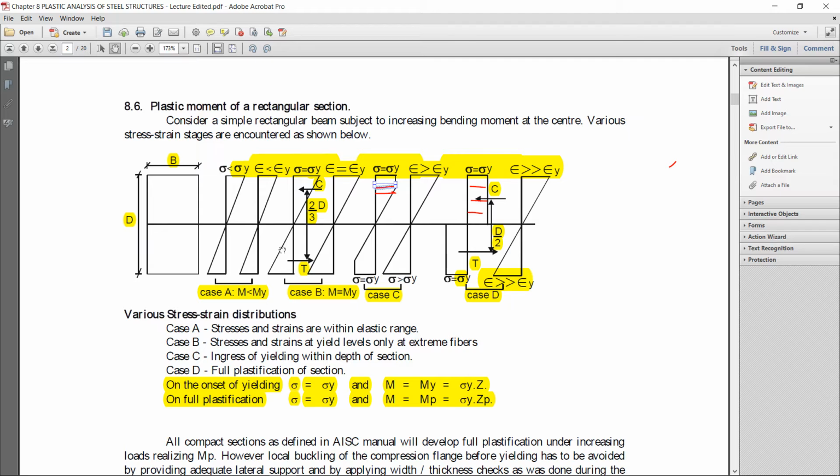In case B, when the extreme fiber stress just reaches yield, the formula is M equal to My, equal to sigma y Z, where Z is the elastic section modulus, when it just reaches the extreme fiber. In the second case, on full plastification, when the plastic hinge forms throughout the section, sigma is equal to sigma y and M will be Mp, because the whole section is plastic. That is for case 4. Sigma will be sigma y and the section modulus will be Zp.